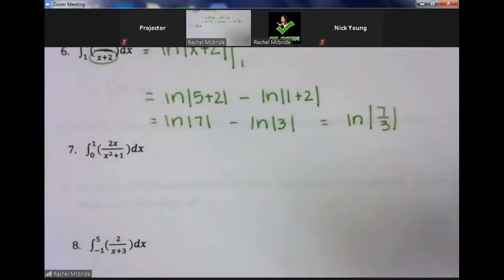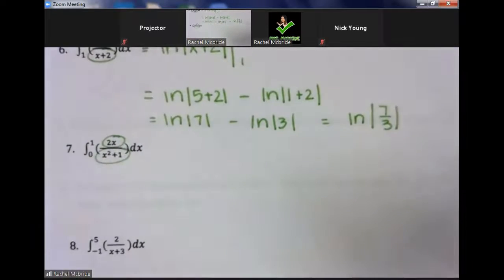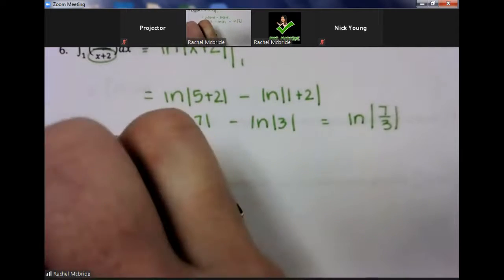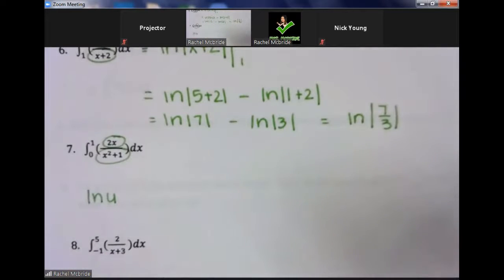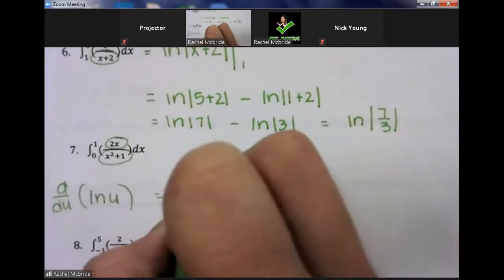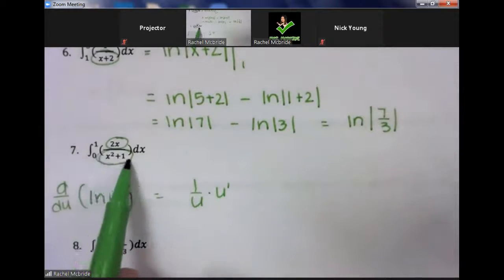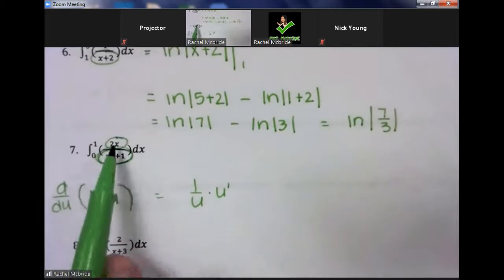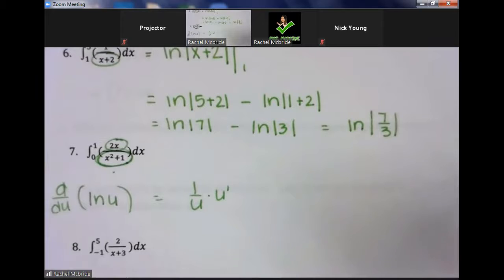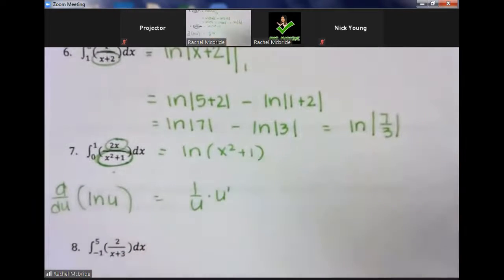Okay, if you think back, and we're going to do this a little bit more in-depthly in a few days, but here we have 2x on top and x squared on bottom. This is actually still a natural log, because if you think about the derivative of the natural log of u, its derivative became 1 over u times u prime. So you can kind of see here, this antiderivative is the 1 over u and u prime. So that means that this is really like the natural log of x squared plus 1.